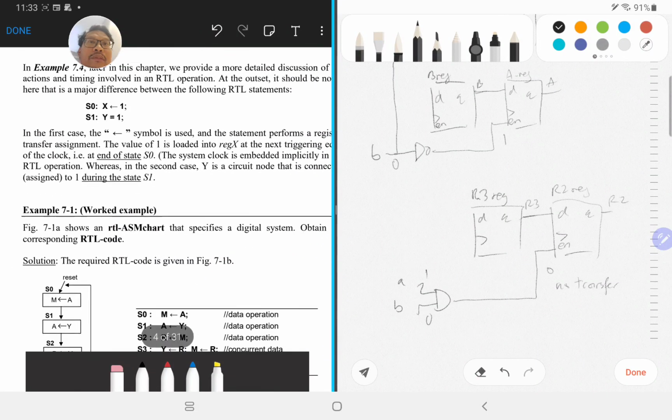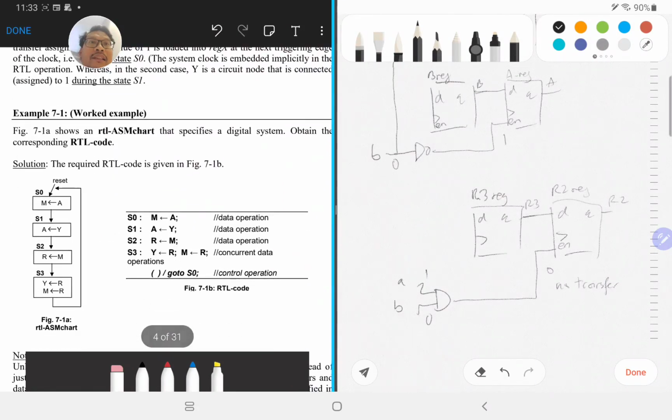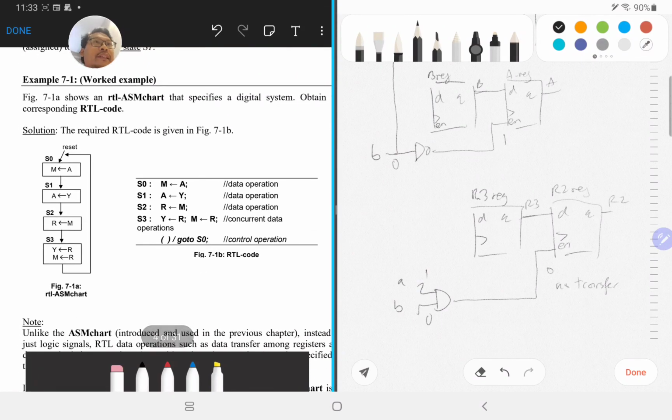So what else do we have here? I think we're done for this part, and in the next part of the lecture we will look at one simple example of the RTL process.